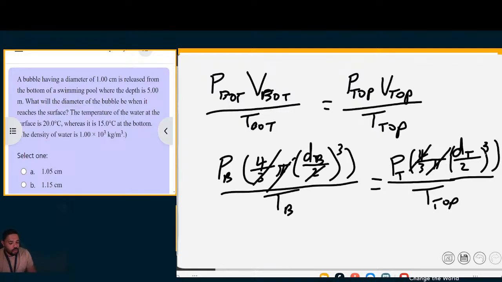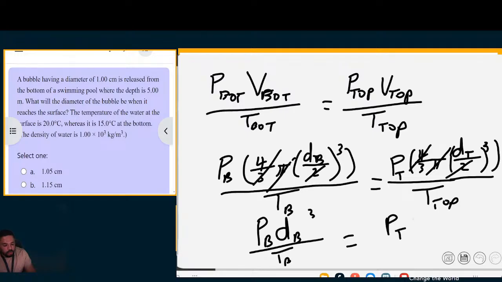that cube there can cancel. It's just 8 over 8, and what you're left with is the pressure at the bottom times the diameter at the bottom cubed over temperature at the bottom, and that should be equal to pressure at the top, diameter at the top cubed, and over the temperature at the top. Okay, and that is how we will do it. Now we have this relationship.